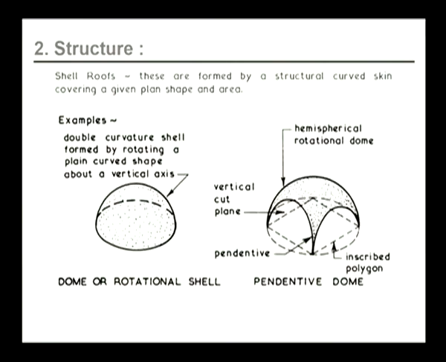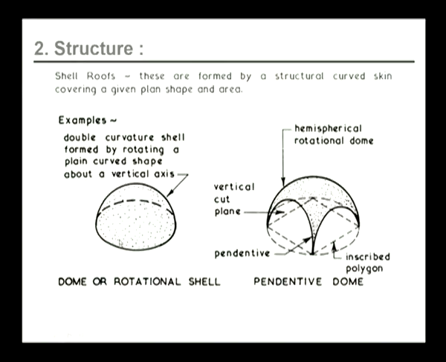Other structures like the shell roofs are formed by a structural curved skin covering a given plan shape and area. Here as an example, there is a dome or rotational shell. This is a double curvature shell which is formed by rotating a plane curved shape about a vertical axis, and this is a pendentive dome.